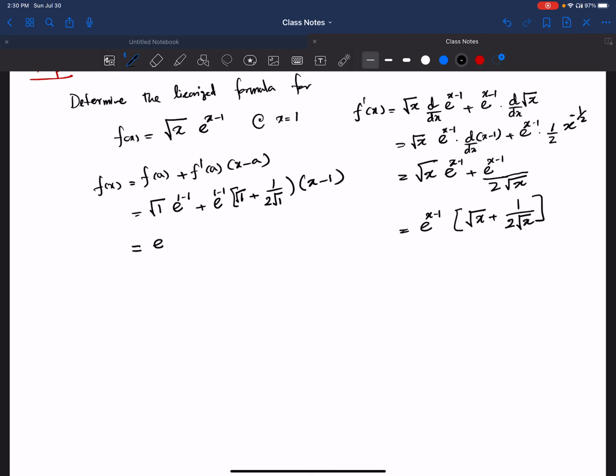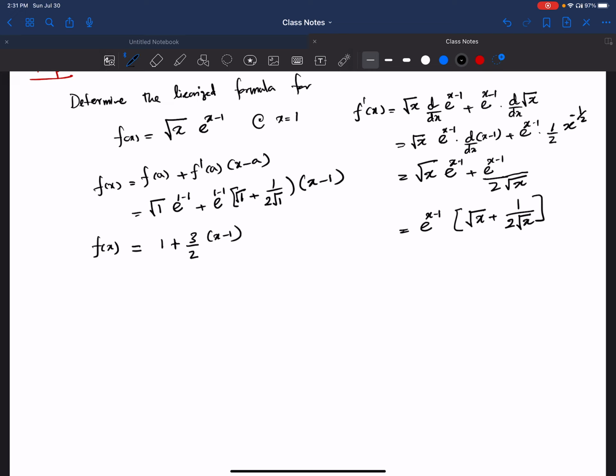So we have e to the power 0, that is equal to 1. So that's equal to 1 plus, this term right here is equal to 1, and this is half. So 1 and half is 3 halves. So you have 3 halves times x minus 1. That's your linearized function.